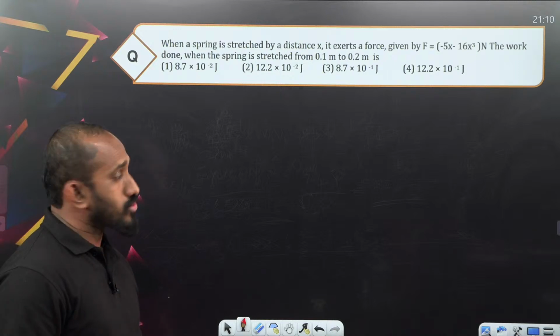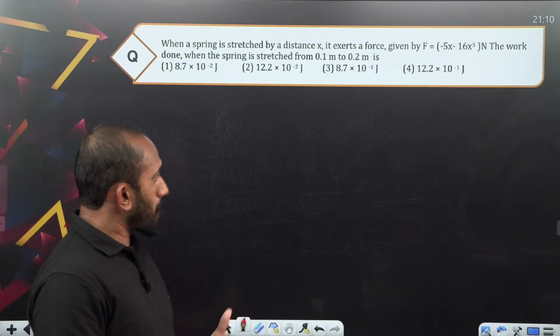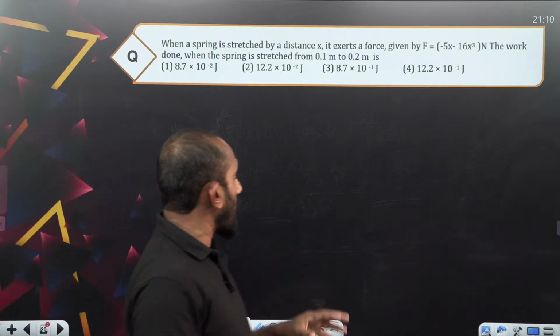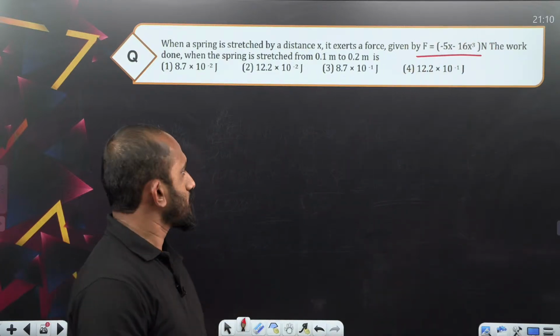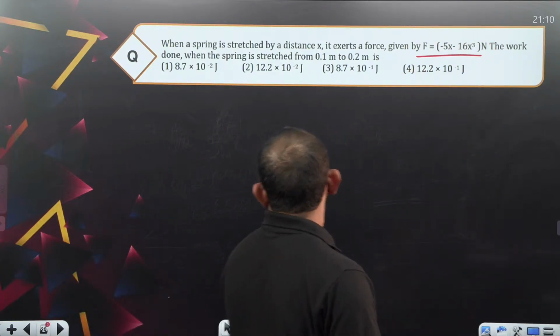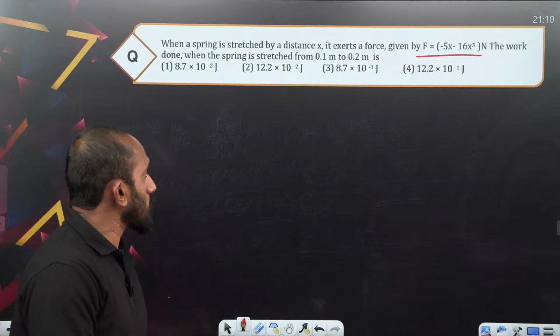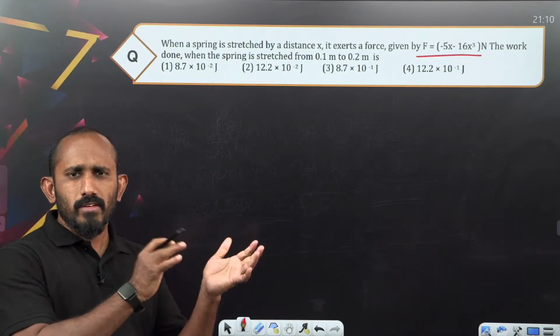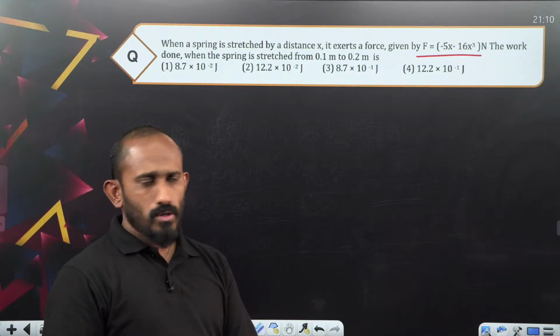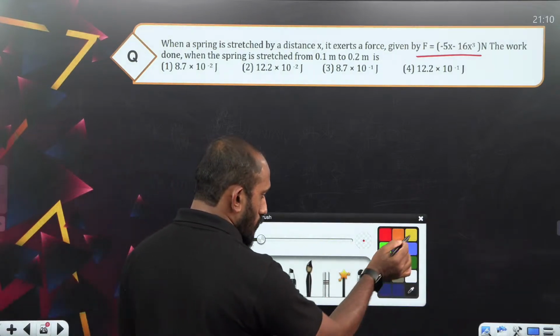When a spring is stretched by a distance x, it exerts a force given by F is equal to minus 5x minus 16x cube Newton. The work done when the spring is stretched from 0.1 meter to 0.2 meter is. So spring force, work done by spring force you have to do. Work done, spring force is a variable force, you know.